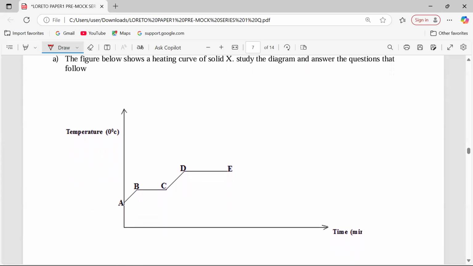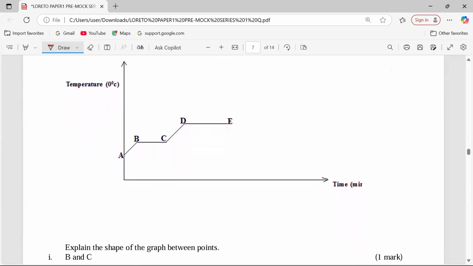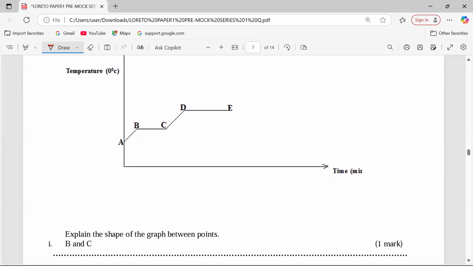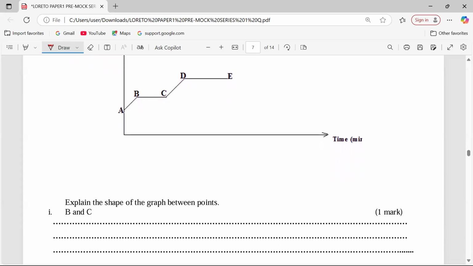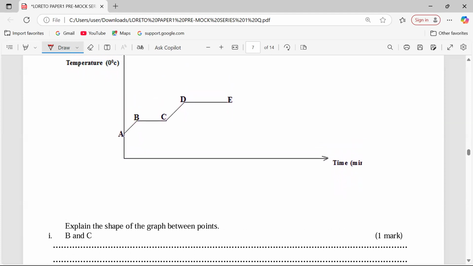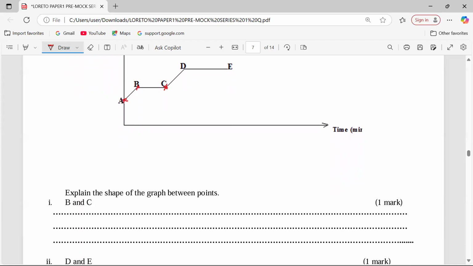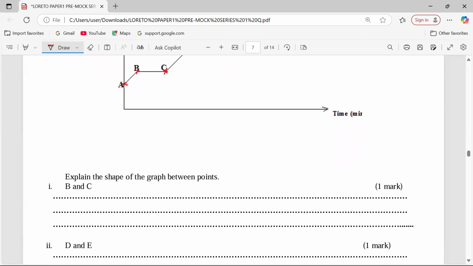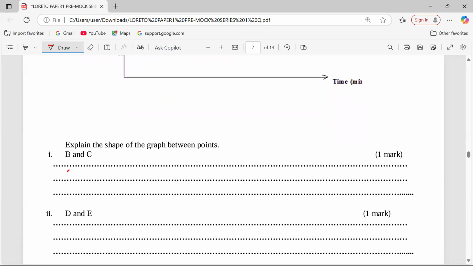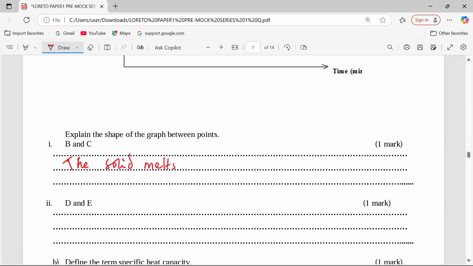We heat solid X from A to E. Time in minutes, temperature in degrees Celsius. Explain the shape of the graph between B and C. So you can see we are heating and there is a gradient showing increase in temperature with the time. But now between B and C, there is no change in temperature, but the time is increasing. The graph flattens. That is melting. So we say that the solid melts in region BC.